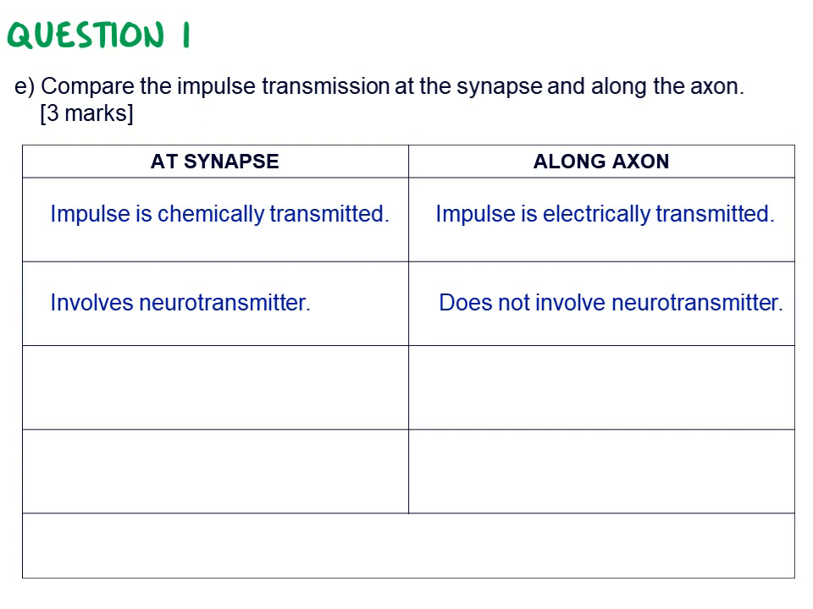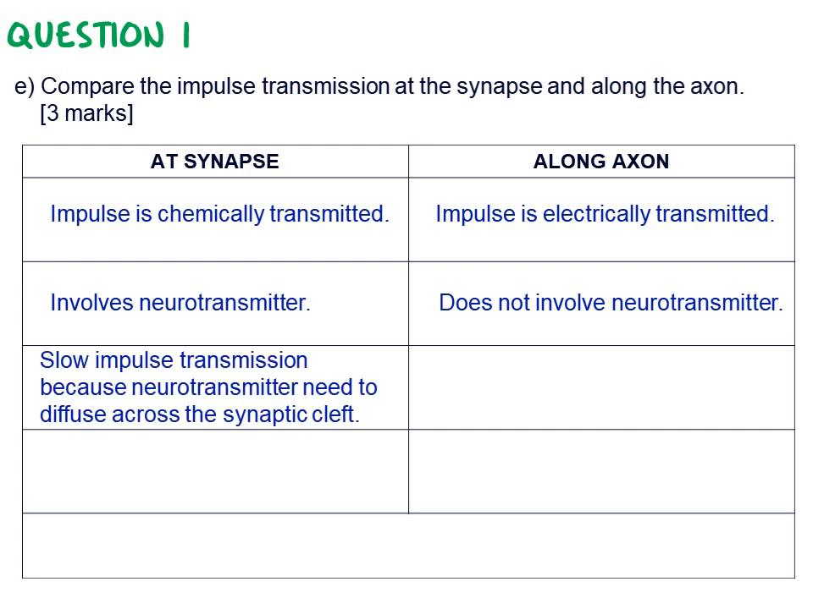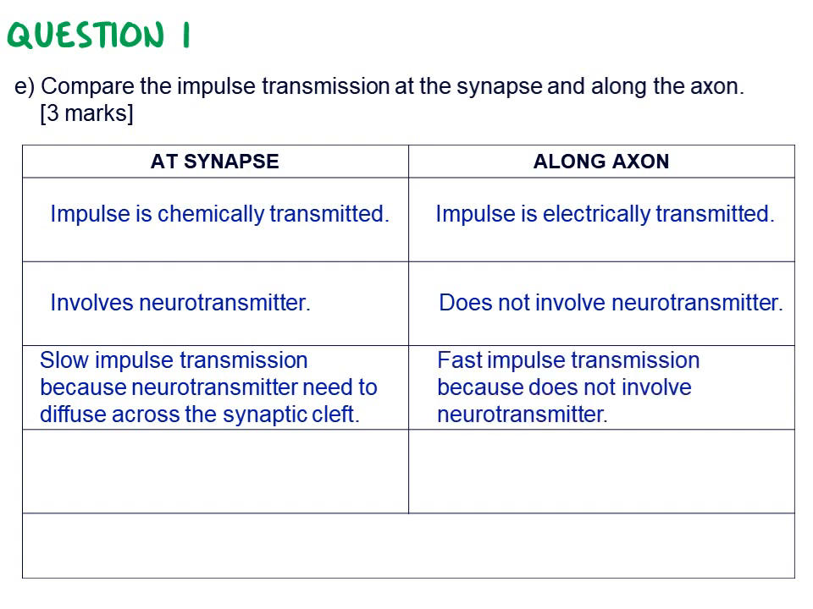Tak ada juga. Kalau tak ada point ni, okay, take a look on another point. Impulse transmission. At synapse, slow impulse transmission because neurotransmitter needs to diffuse across the synaptic cleft. While along the axon, impulse transmission is fast. Ditulis itu fast impulse transmission because does not involve neurotransmitter. Or you can answer, make it simple lagi. Impulse transmission at synapse is slower than impulse transmission along axon.